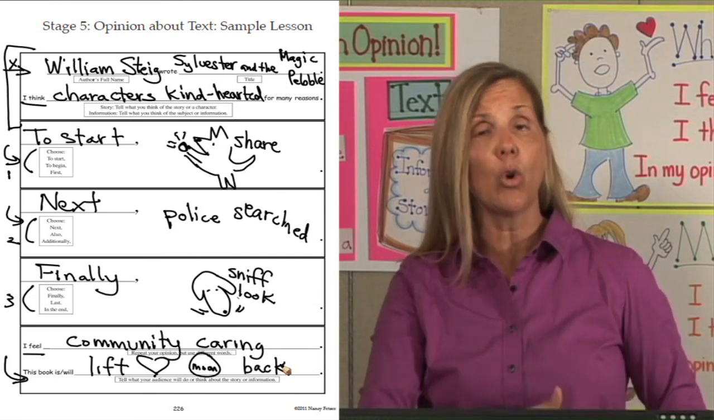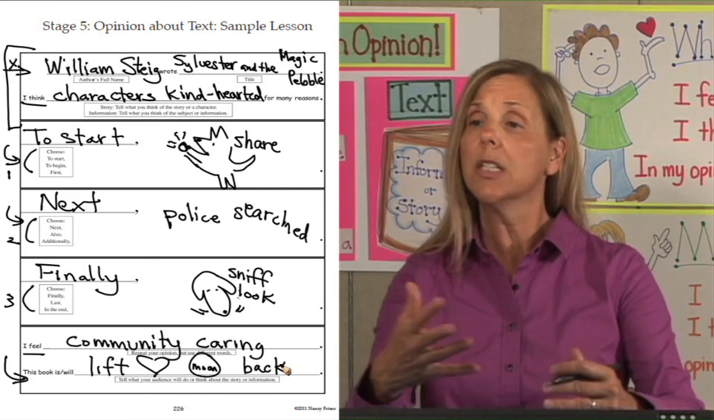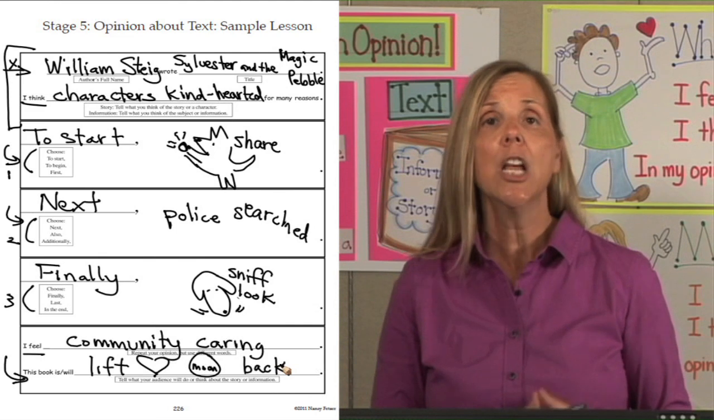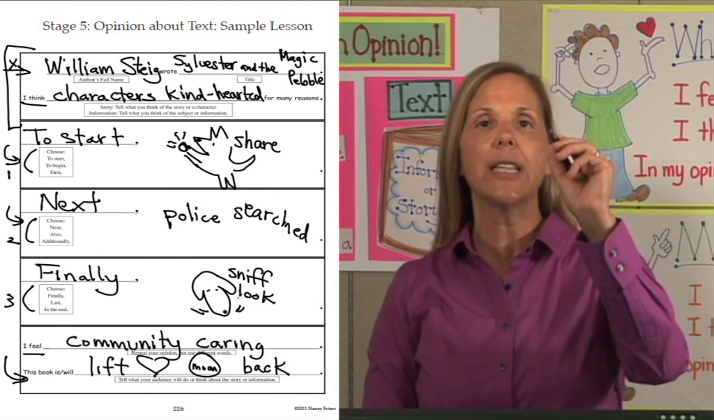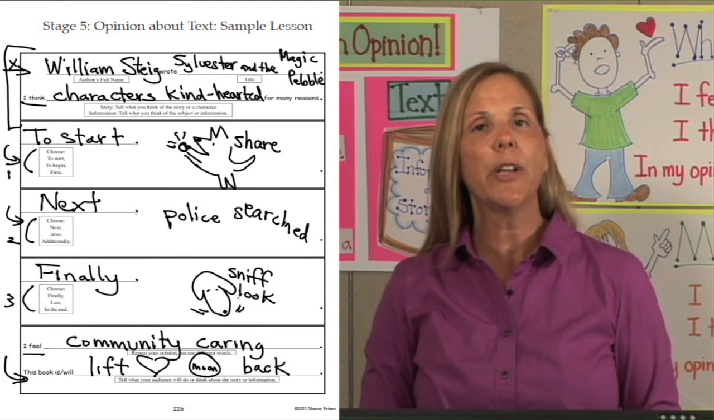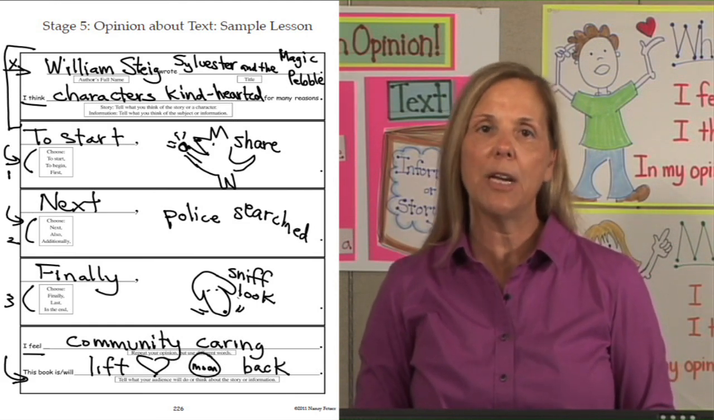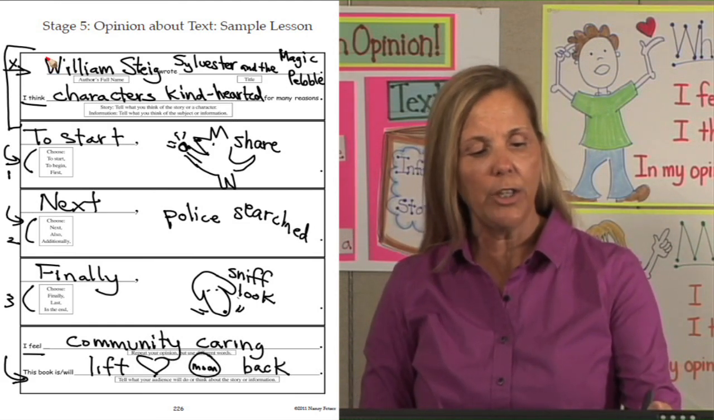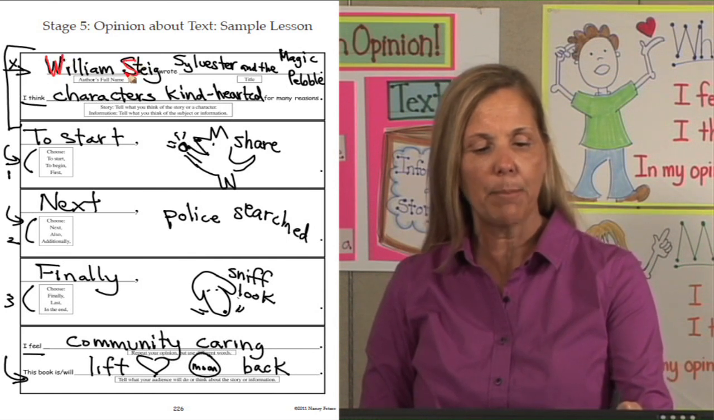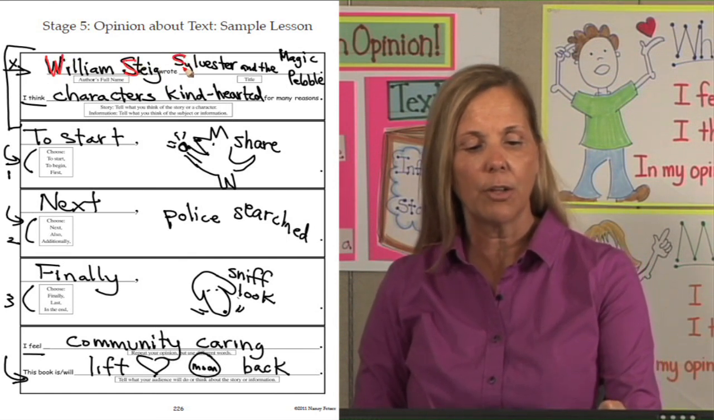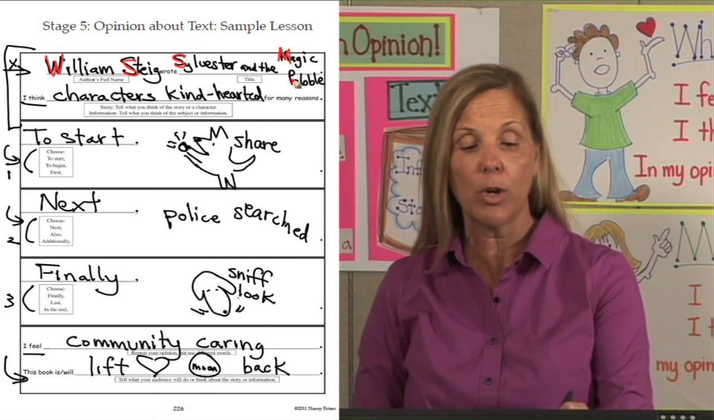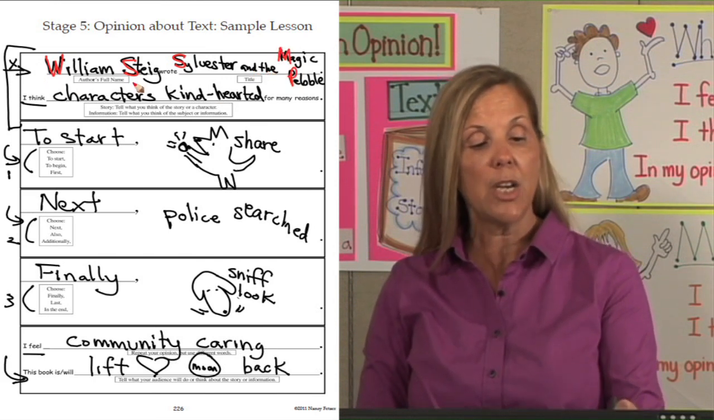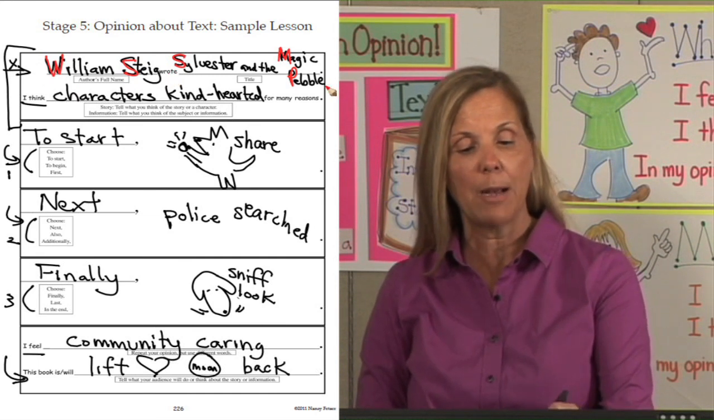We've gone through, we've orally rehearsed our organizer. The kids are reading them over and over again. When I feel like we have it down pretty well, we take out our red pens and we say, punctuation time. Let's put in our capitals, our commas, and our periods. So we go to the beginning: William, capital, Steig, capital. Wrote Sylvester. Sylvester needs to be capitalized, and "the" and "and" are not important. Magic is important, and Pebble is important. William Steig wrote the story, Sylvester and the Magic Pebble.